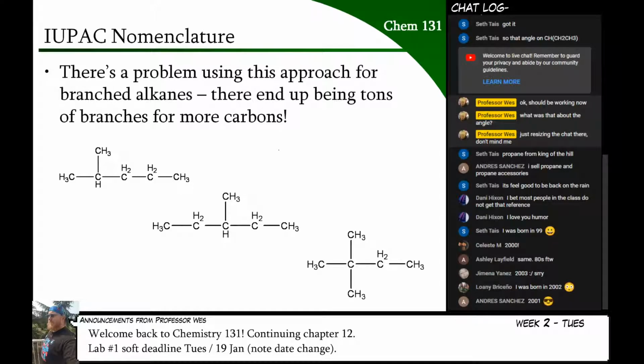So we need to figure out how to name these molecules, because these are all hexanes. But are they all isohexane? No. I mean, the branches come at different spots. So we can't use iso for everything. Iso is going to show up in very specific common names. So what do we do? Here's what we do.